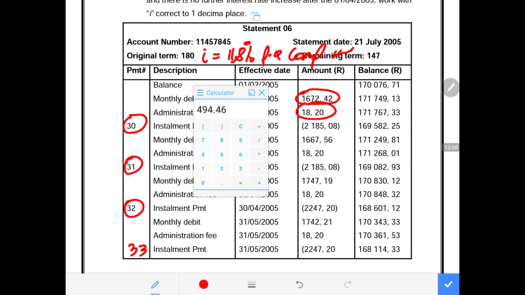So in other words, from the balance that we have at the beginning, this is the only amount out of our payment that reduces our loan balance at the beginning of the period. That's why if you say 170,076.71 minus 170,076.71, we get 169,582.25. We get the balance after the 30th payment has been made. So very important to master that.